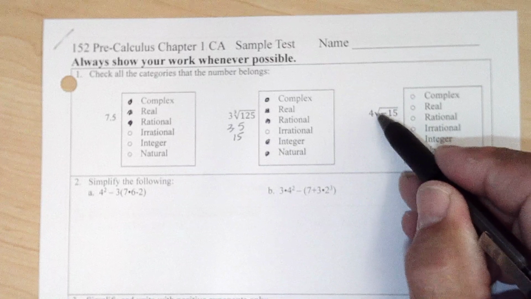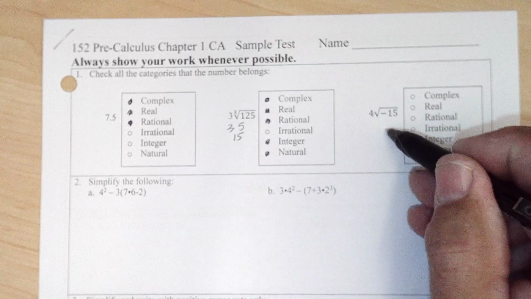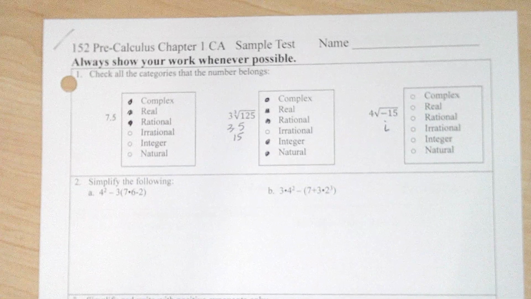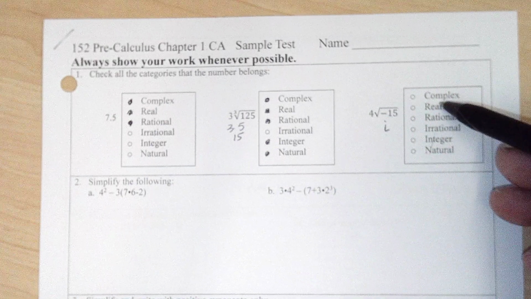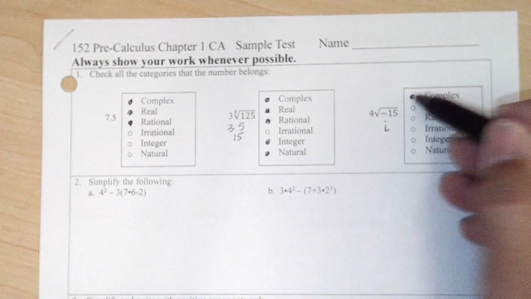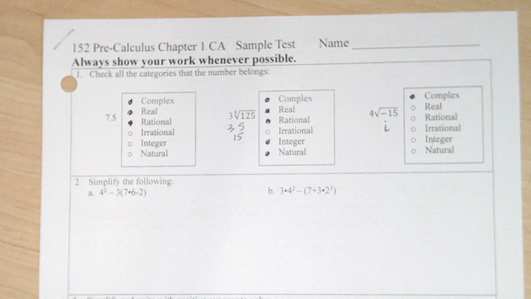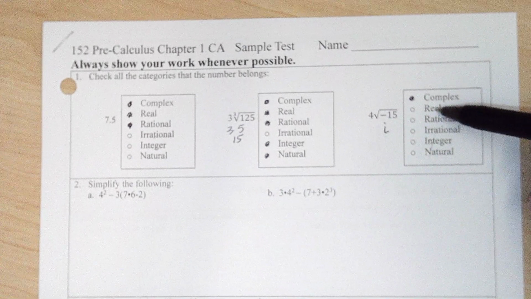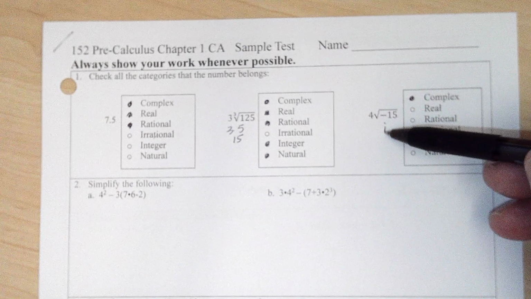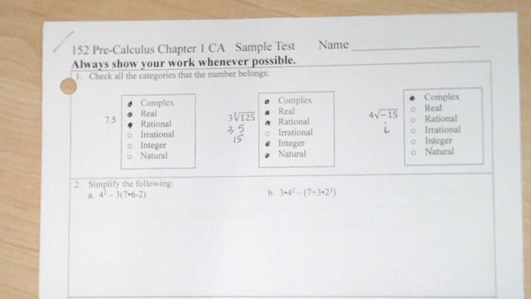The square root of a negative will produce an i. An i takes it out of the real and out of all of these, but it's still a complex. That's what distinguishes complex from real: if it's got i's, imaginary numbers, in it.